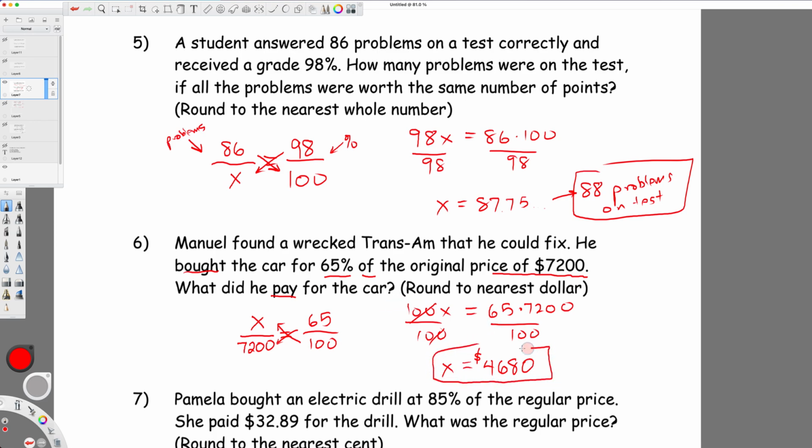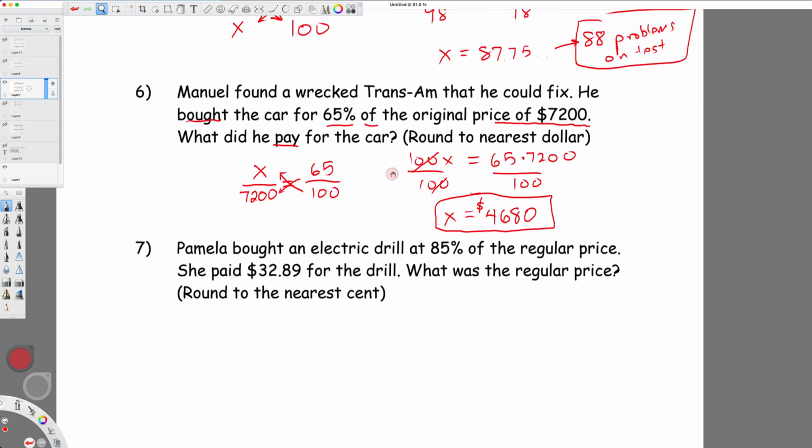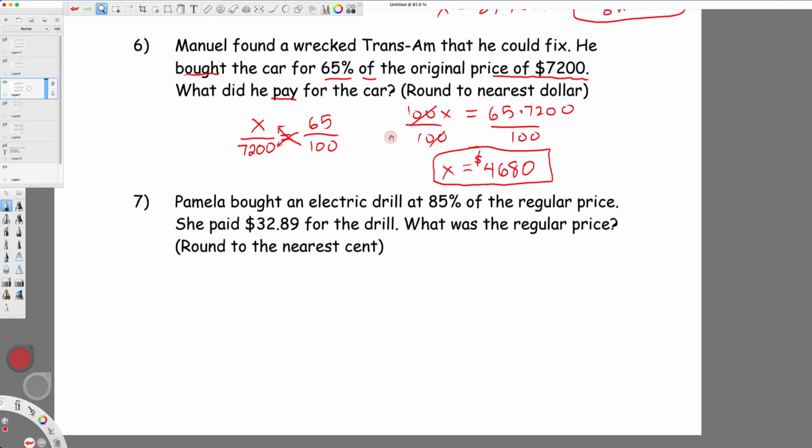and he could fix it, so he paid a cheaper rate there. So we have one more on this screen. I'm going to do a little scrolling here.